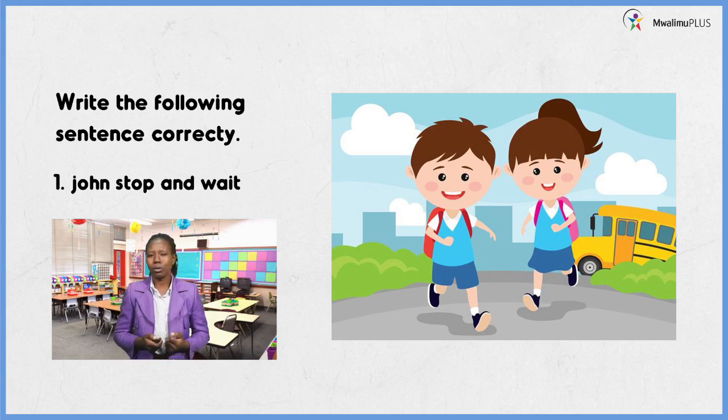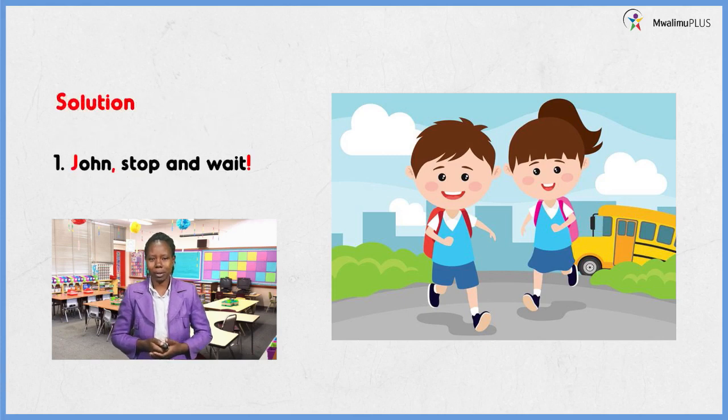Very good. Then, because we are giving a warning, we are supposed to put a comma after the name John, so that we can show that we are calling out for John. And then, at the end of the sentence, which mark are we going to put there? Very good. Exclamation mark. So, this is how our sentence is supposed to be. "John, stop and wait!" Because we are not supposed to run when we are crossing the road. So, John's sister is calling out for John so that he can stop and wait for the moving vehicles to pass. That is caring, isn't it? Yes, we should always care for our young brothers and sisters.